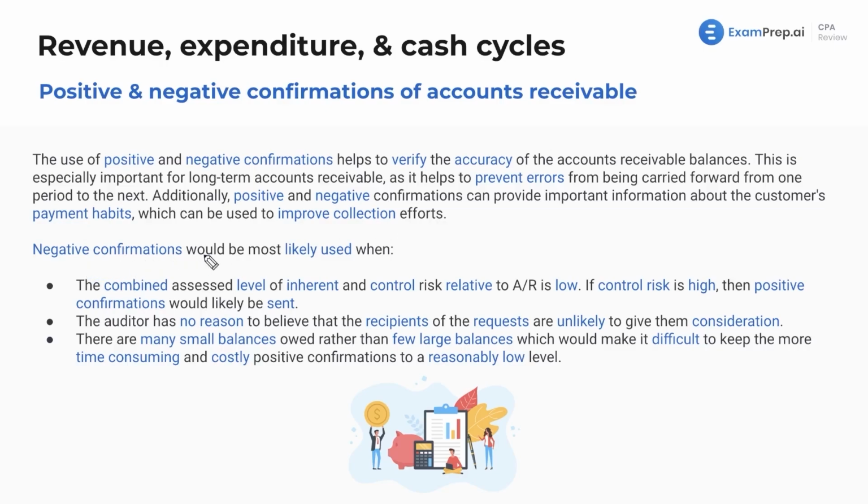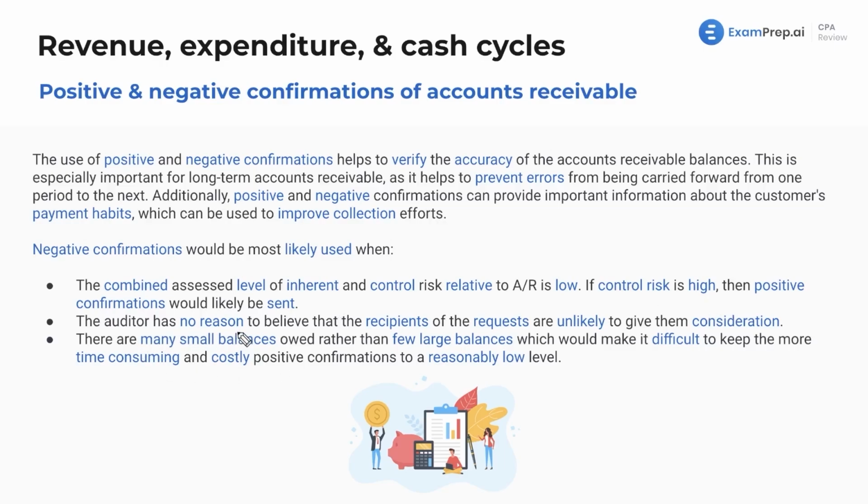Negative confirmations would most likely be used when the combined assessed level of inherent and control risk relative to AR is low. Like we said, negative confirmations provide less assurance. So if you have a lower risk there, then you can use these, right? Because it's less work, it's less assurance. If control risk is high, then positive confirmations would likely be sent. Makes sense. Positive confirmations give you more assurance. If risk is high, send more.